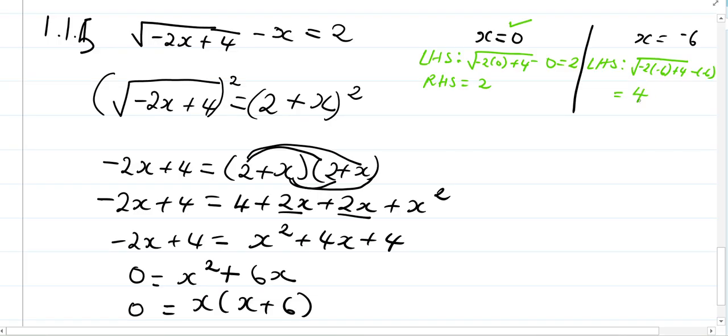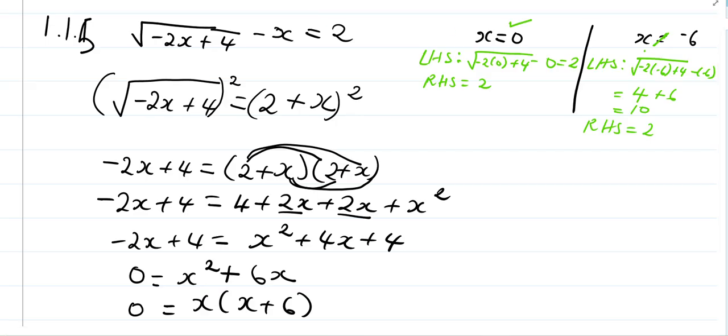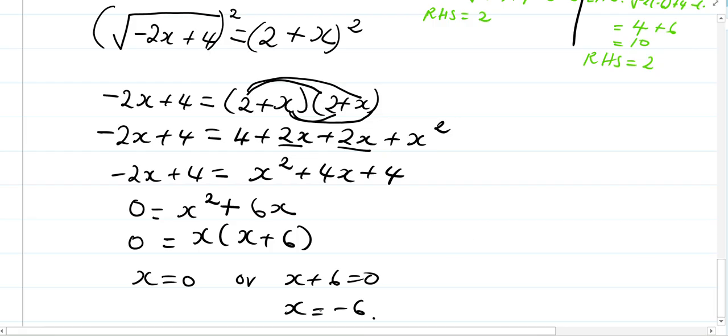So the square root of 16 is 4, plus 6, this is 10. And the right hand side, as it was given, is 2. So these two are not equal. The left hand side and the right hand side are not equal. So meaning that the answer of x equals negative 6 is not applicable. So we scratch it out.